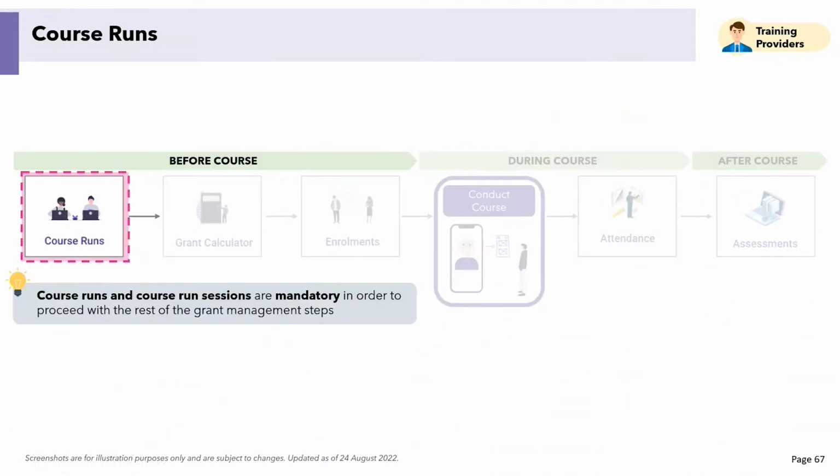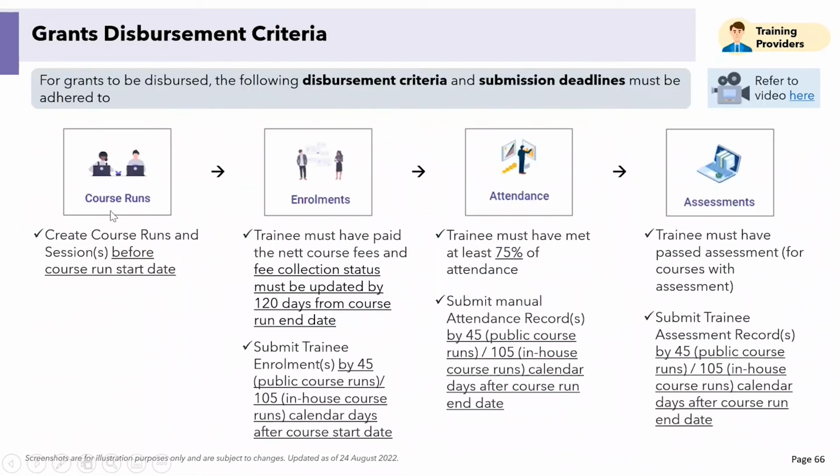Now I'll run through how TPs can create their course runs, and do note that course runs as well as the sessions are mandatory. If not, they won't be able to go through the rest of the grant process. The reason is that without a course run, they won't be able to submit enrollment, because when submitting the enrollment, they have to select which course run they are submitting this enrollment for. So they need to set up the course run first.